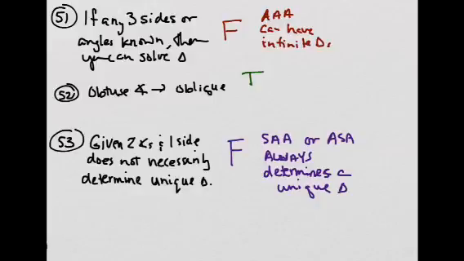For 53, two angles and one side of a triangle do not necessarily determine a unique triangle. Now, because it says do not necessarily determine a unique triangle, that statement is false. Because if you know two angles and one side, it's either a side angle side or an angle side angle, then you do have a triangle. It does determine a unique triangle, so this statement is false.